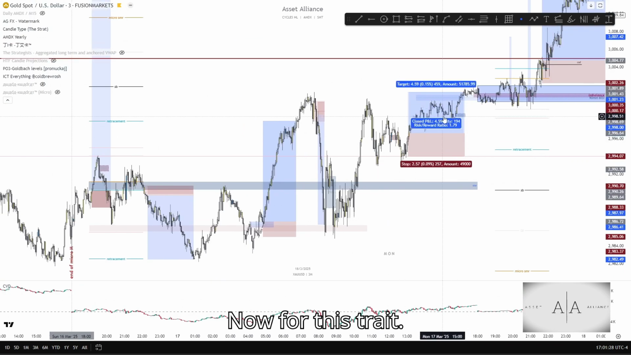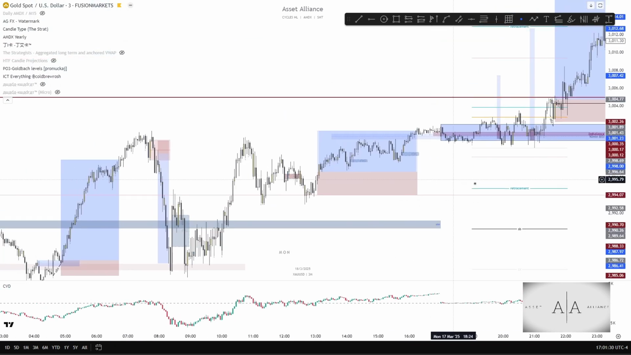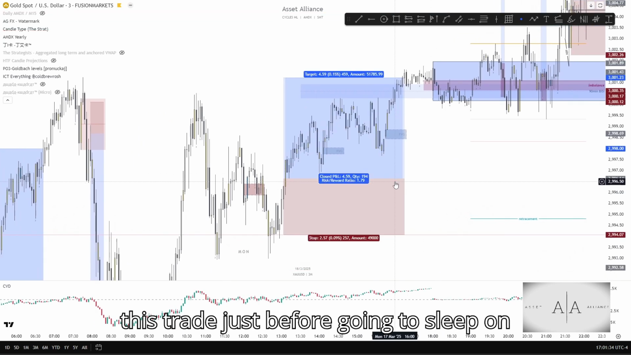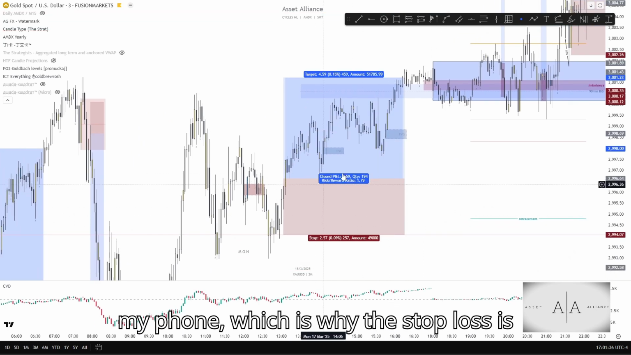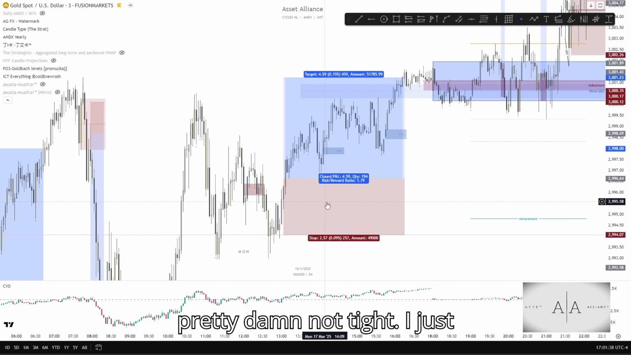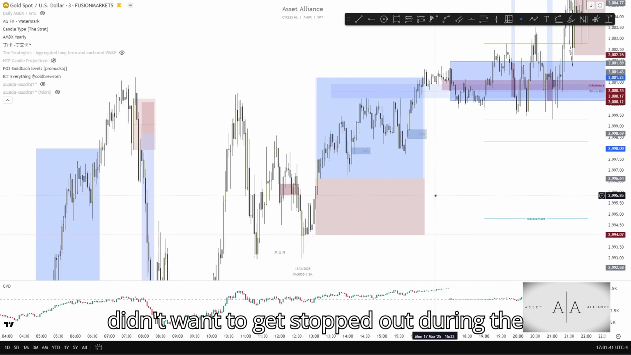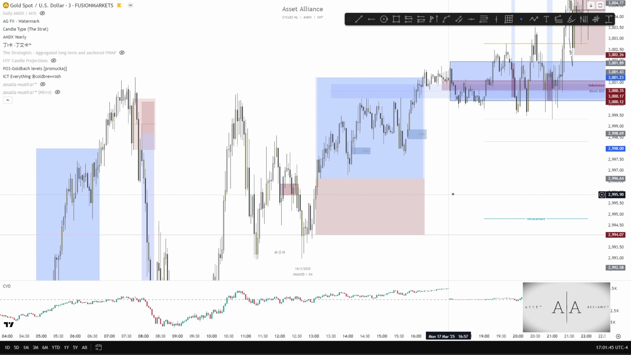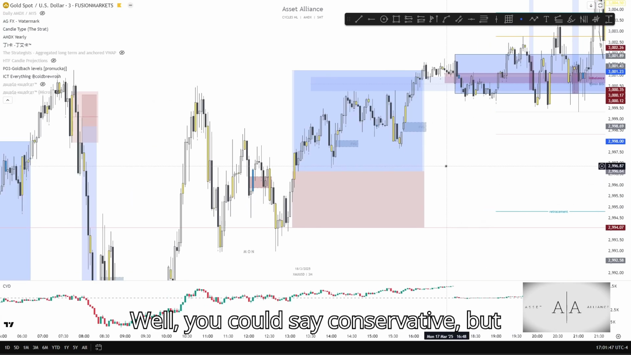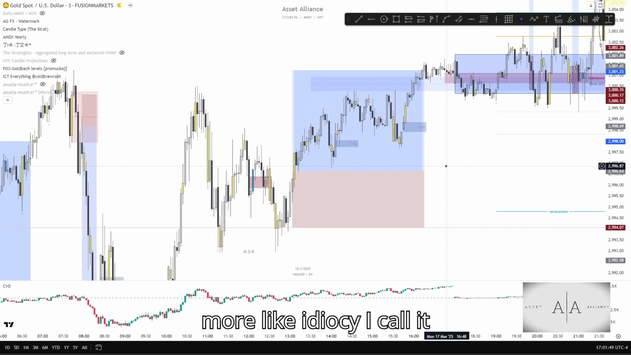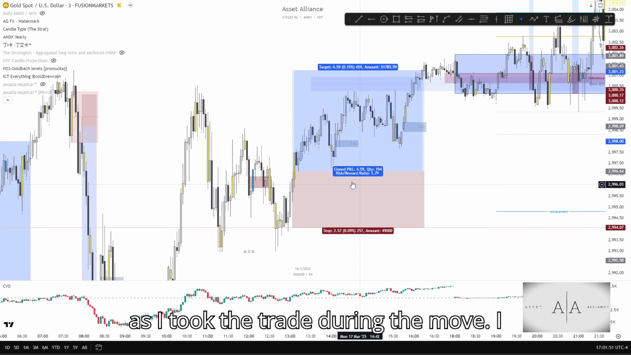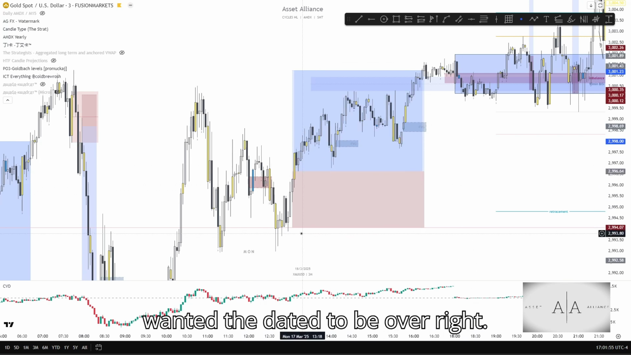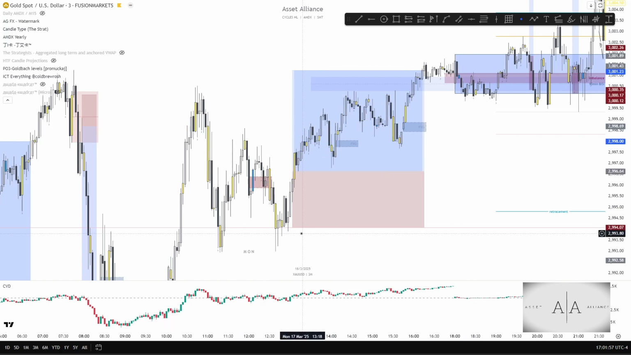Now for this trade, I'm not gonna lie, I think I took this trade just before going to sleep on my phone, which is why the stop loss is pretty damn not tight. I just didn't want to get stopped out during the night. I took the trade super aggressive. Well, you could say conservative, but more like idiocy, I'd call it. As I took the trade during the move, I didn't wait for any retracement. I just wanted the day to be over, right?